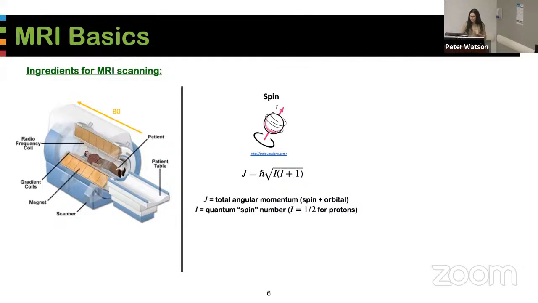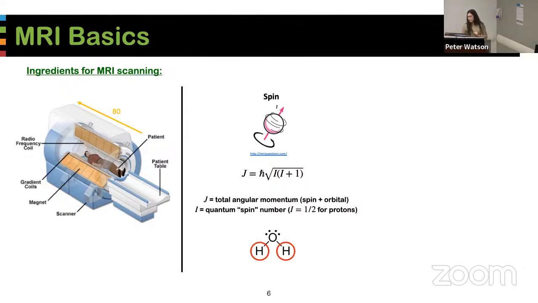The next ingredient is you need a particle that has a property called spin angular momentum, and it has to be non-zero. So you need to have that in order to do MR imaging. In the human body, you have a lot of water. Water is composed of an oxygen atom and hydrogen atoms. Hydrogen atoms are essentially protons and electrons, and protons have a non-zero spin angular momentum. So their spin angular momentum is equal to 1/2.